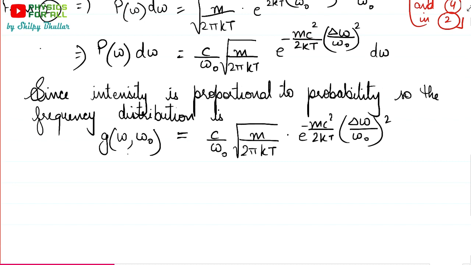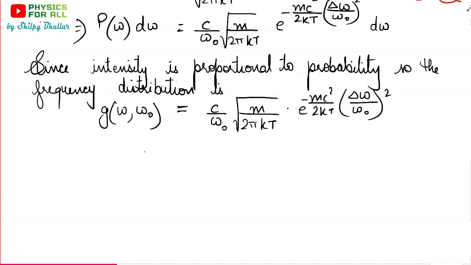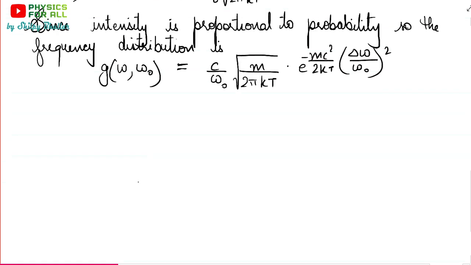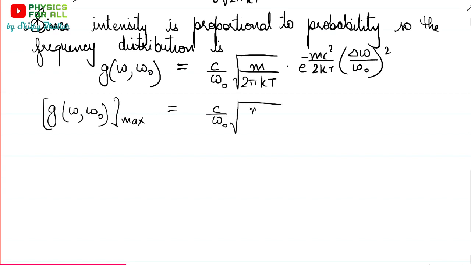Alright, now we have obtained g(ω, ω₀). Next step is to find g(ω, ω₀) maximum. This is the same thing that we are doing in all our derivations. We want to know what is the maximum value, and then we will find what is the value at half of the intensity. So the value at maximum intensity, the peak, we represent by g(ω, ω₀) maximum. If we take a look at this expression, that would be simply c by ω₀ under root m upon 2πkT.